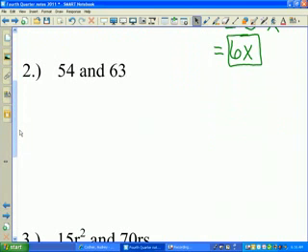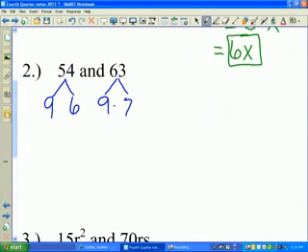For number 2, 54 and 63. So again, a lot of people are able to understand what their greatest common factor is just by looking at it. So if you think 54, what 2 numbers multiplied together will give me 54? I can say 9 and 6, okay? And then 2 numbers to give me 63, wouldn't that be, what, 9 and 7? If I wanted to, I can break down my 9, which will give me 3 times 3, and then break down my 6, which gives me 3 times 2.